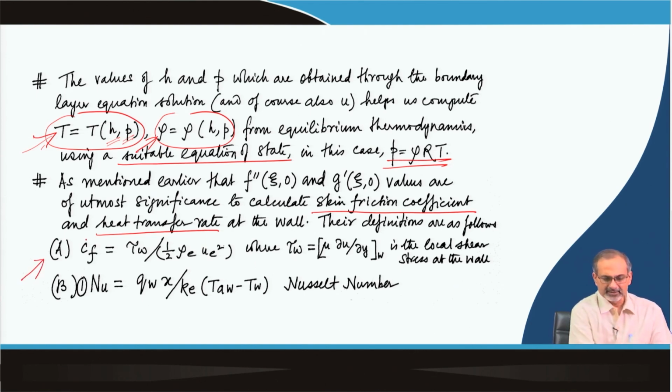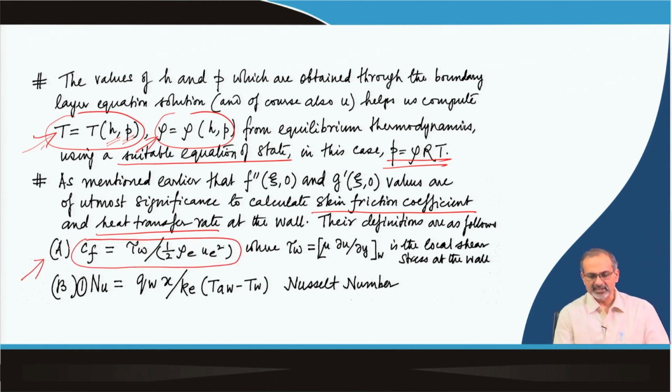So, by definition, Cf is the wall shear stress by half rho e u e square, the wall shear stress being given by this relation: mu times del u del y at the wall. Here of course, we are again expressing them in the physical space. They need to be transformed to the transformed space in order to be compatible with the governing equations that we are handling in that space. But for now we have reverted to the physical space to define them initially, and tau W is basically the local shear stress that we are talking about at the wall.